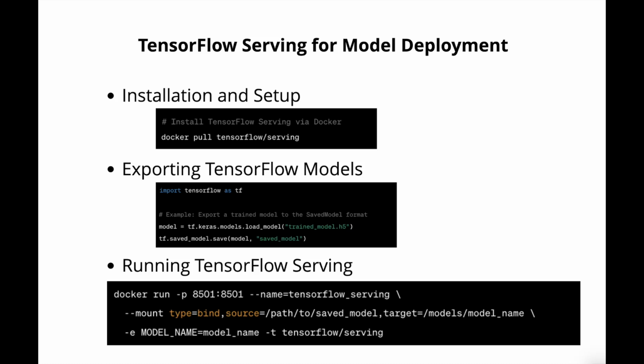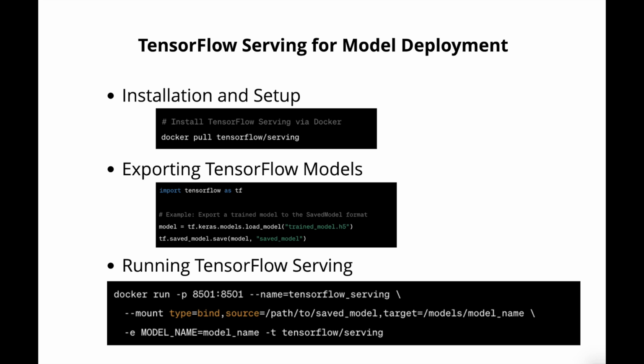TensorFlow Serving for model deployment. TensorFlow Serving is a flexible, high-performance serving system for deploying machine learning models in production environments. It simplifies the process of serving TensorFlow models over a network and provides features such as model versioning, monitoring, and scalability. Let's deep dive into deploying TensorFlow models using TensorFlow Serving.